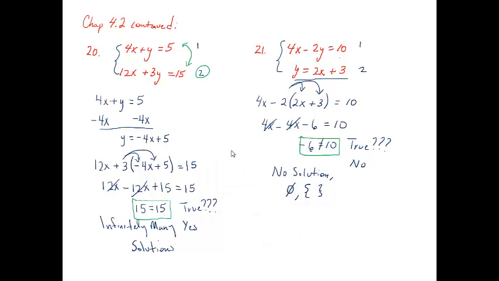Number 21, well, I ended up with negative 6 equals 10. That's not true. So my solution is no solution. So if I was to graph these two lines, they wouldn't intersect anywhere. Absolutely nowhere.